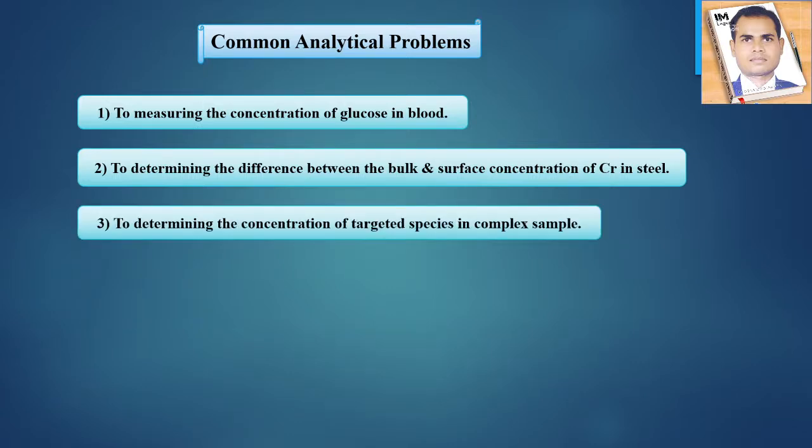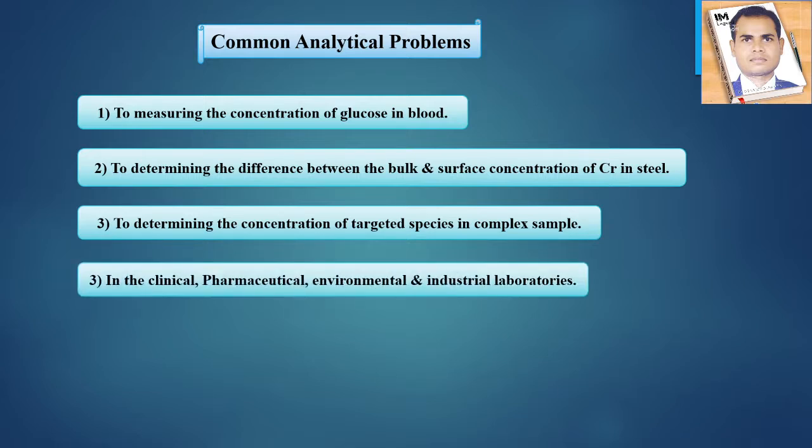The next is to determine the concentration of a targeted species in a complex sample. Okay, if you are given a complex sample and you want to analyze a specific element which is present in that complex sample, that will be complicated for these techniques. Next is clinical, pharmaceutical, environmental and industrial laboratories. So a number of problems occur in these sections or areas. And we'll see clinical, pharmaceutical, environmental and industrial laboratories.